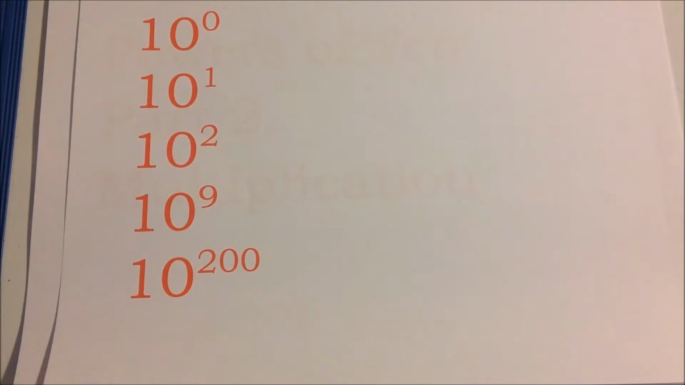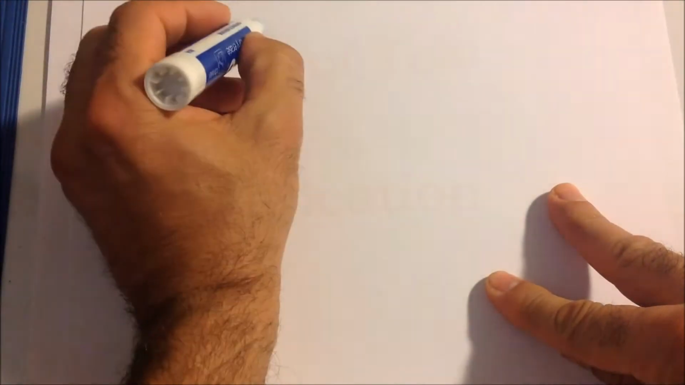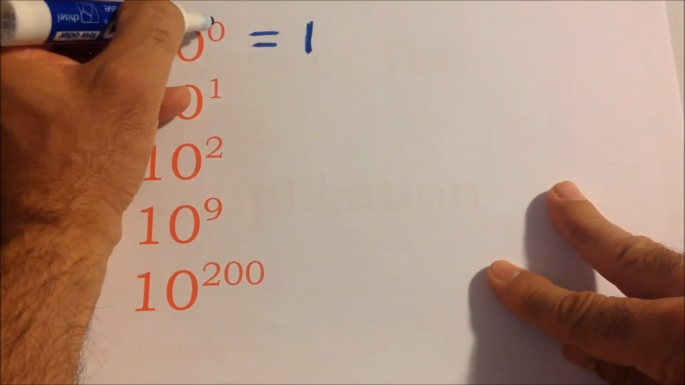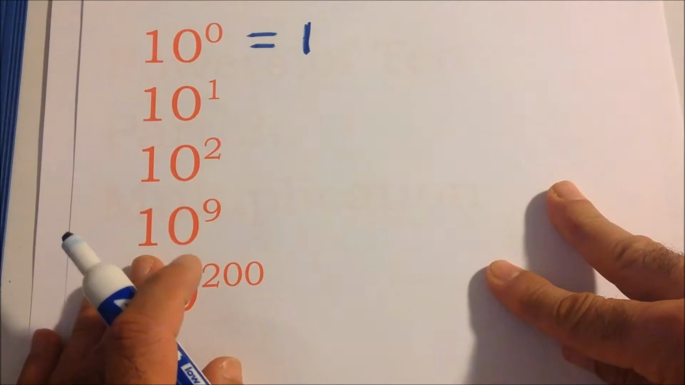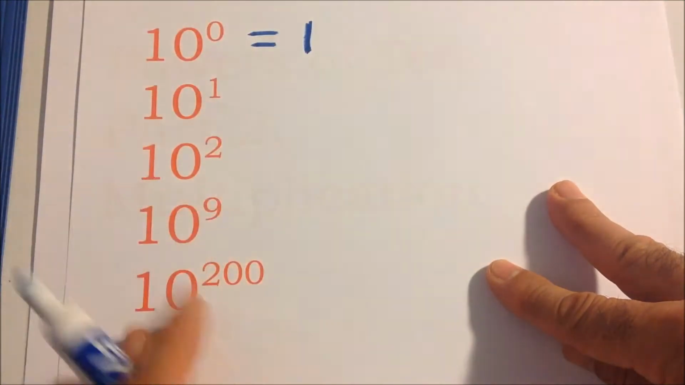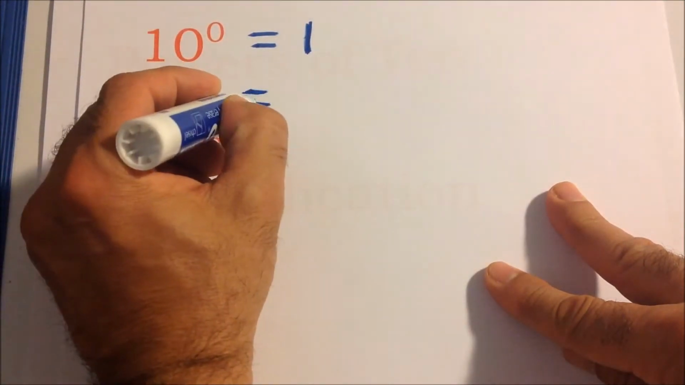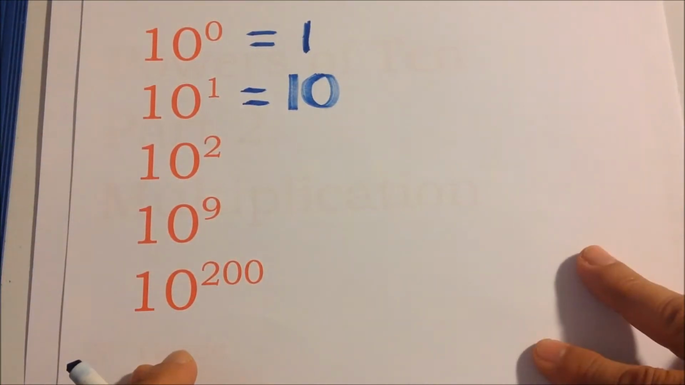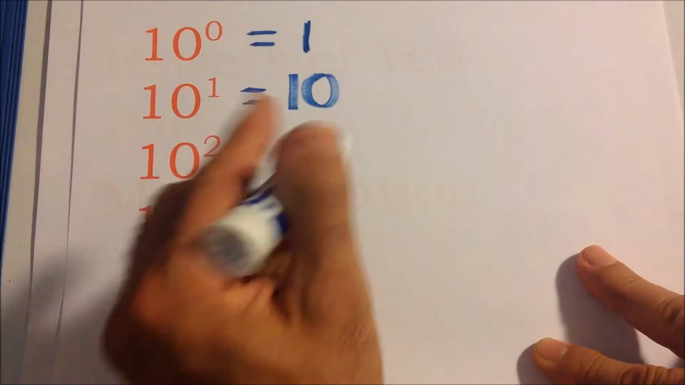So any number to the 0 power, who remembers? Any number to the 0 power is 1. The 0 is telling you that you should have no zeros. No zeros. 10 to the power of 1, sometimes it's written without a 1, sometimes the 1's invisible. So it's saying you should have 1 zero, and we do, 1 zero.